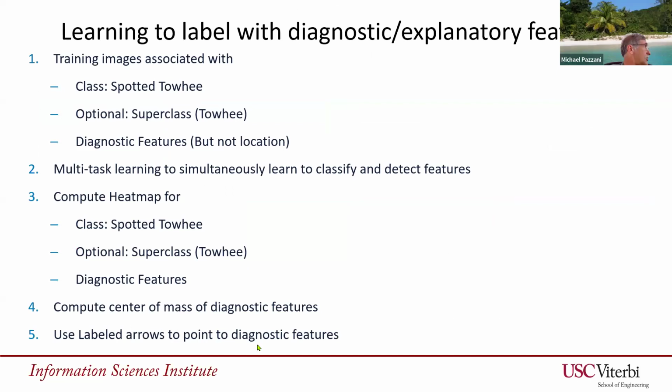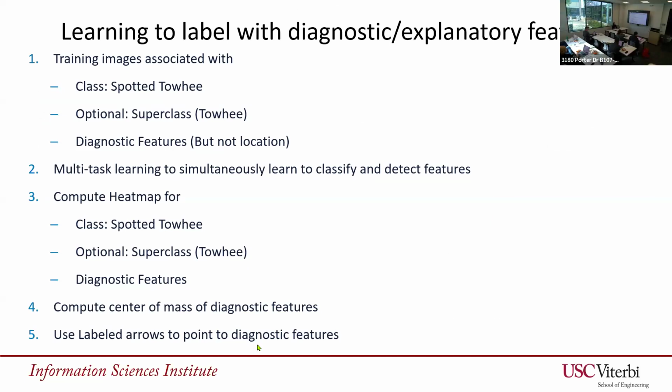All right, now I get to talk about my favorite part, which is how do you label these explanations with diagnostic features? Your training data has images where you have the class and optionally a super class and some diagnostic features. So we just ask people, what color wing does it have? And they hit a checkbox, whether it's red, blue, or green, etc. And does it have a long beak or a short beak?